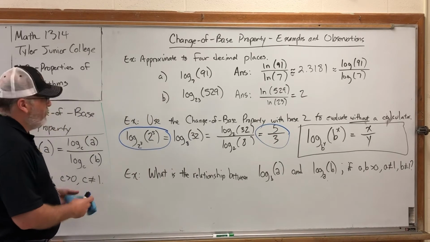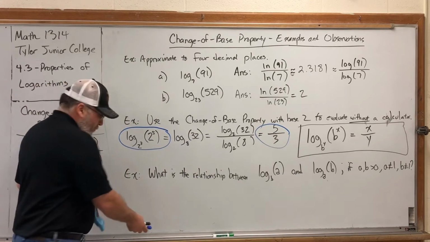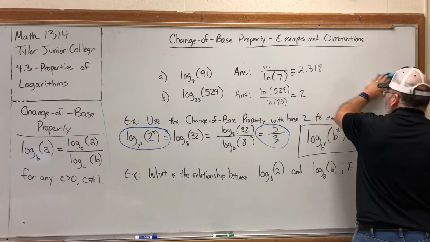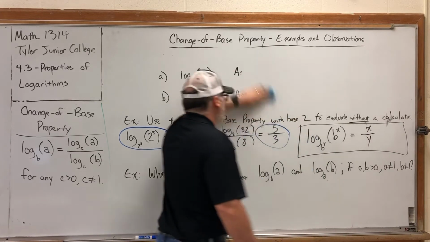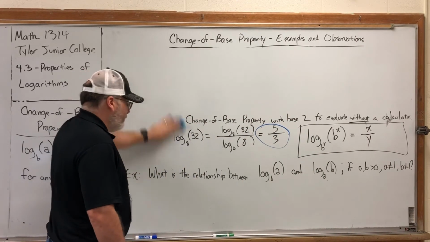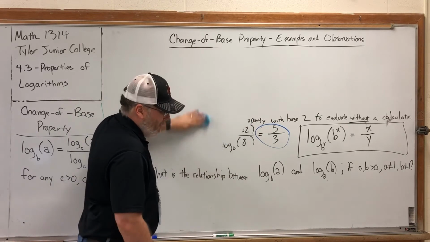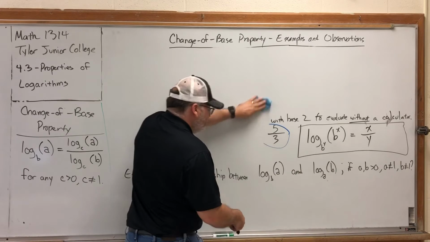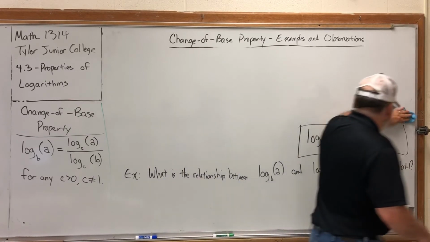In fact, I want to clear the board and move this up so I have some room underneath it. But to explore the relationship between two logarithms, where the only difference is the base of one is the argument of the other, that's the structure I'm identifying here. The base of one is the argument of the other. Is there a relationship between their answers?